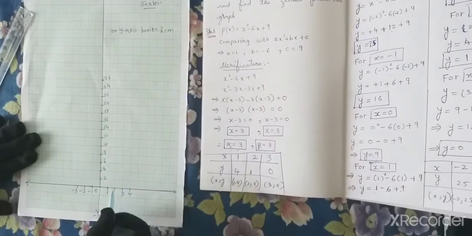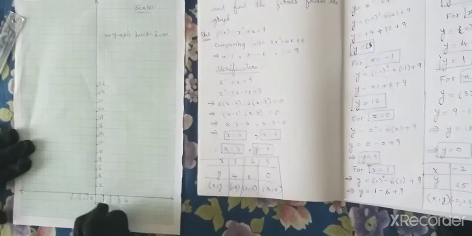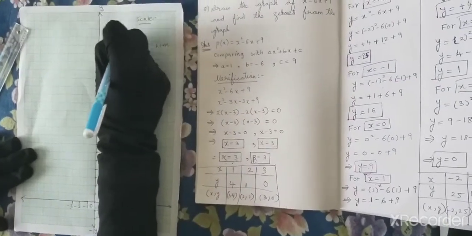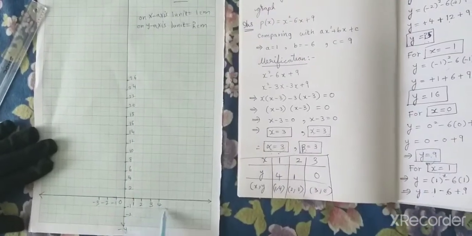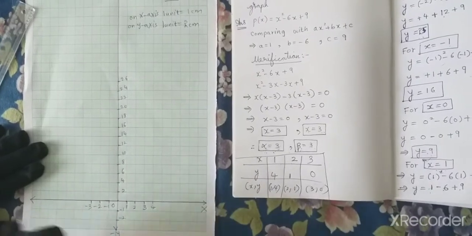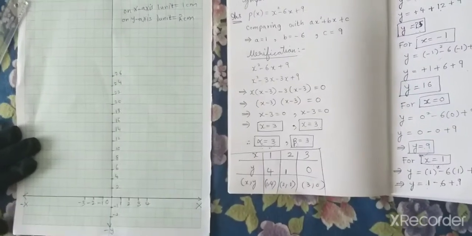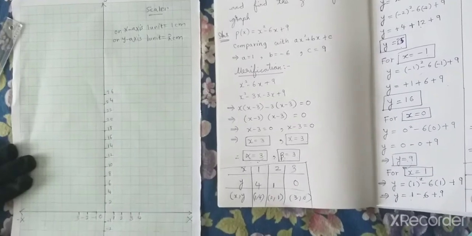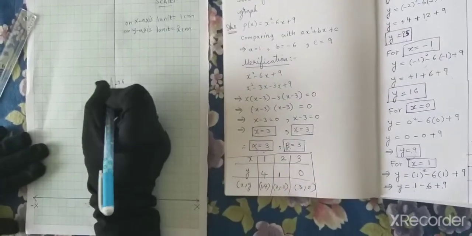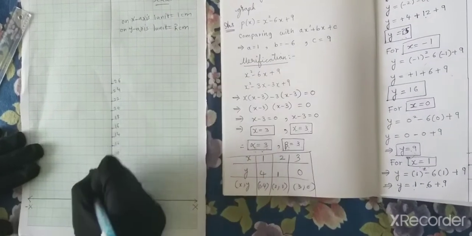Okay. Now I will plot the points here: -1, -2, -3. And what about x-axis? On x-axis, if I observe, 1 unit is equals to 1 centimeter. Why? Because I have 1, 2, 3 I took, because these are very small values, so I took on x-axis 1, 2, 3 only. This is positive x-axis and this is negative x-axis. Now plot the points. First point is -2, 25. That is when x is -2, y is 25. 25 is between 26 and 24, so it is here.